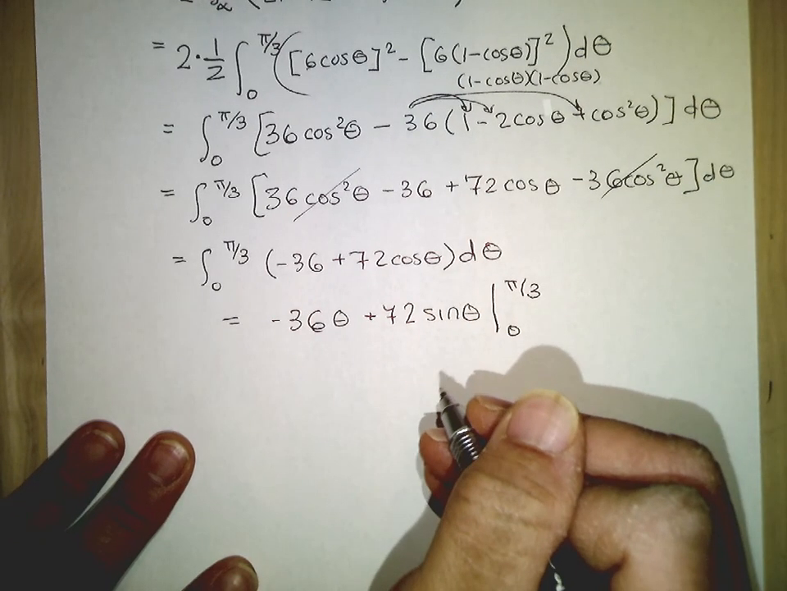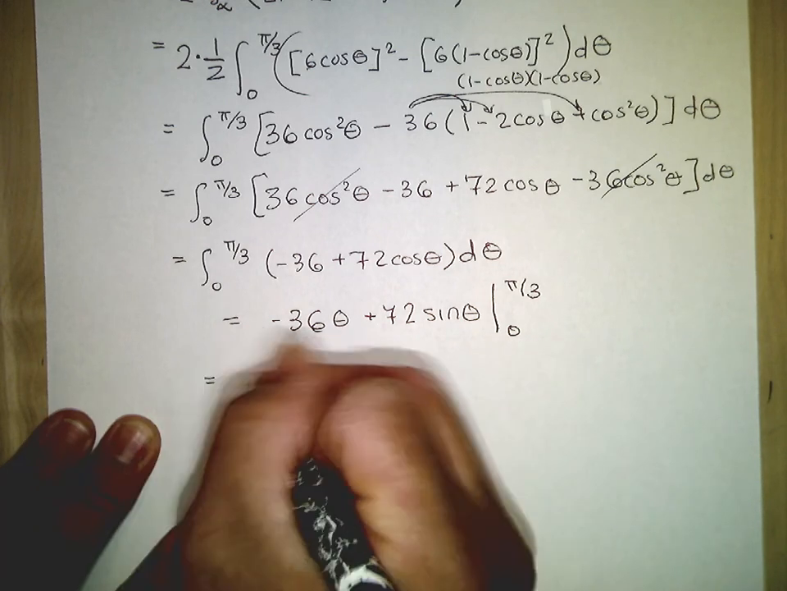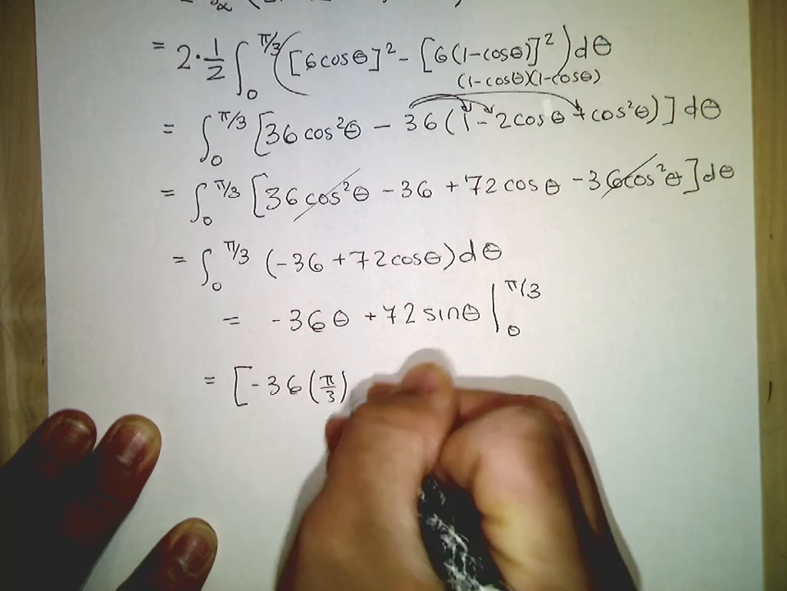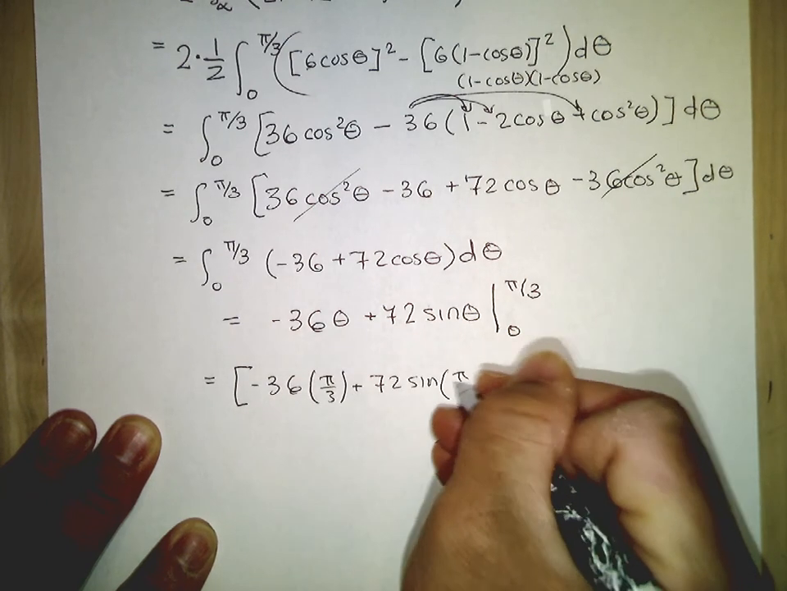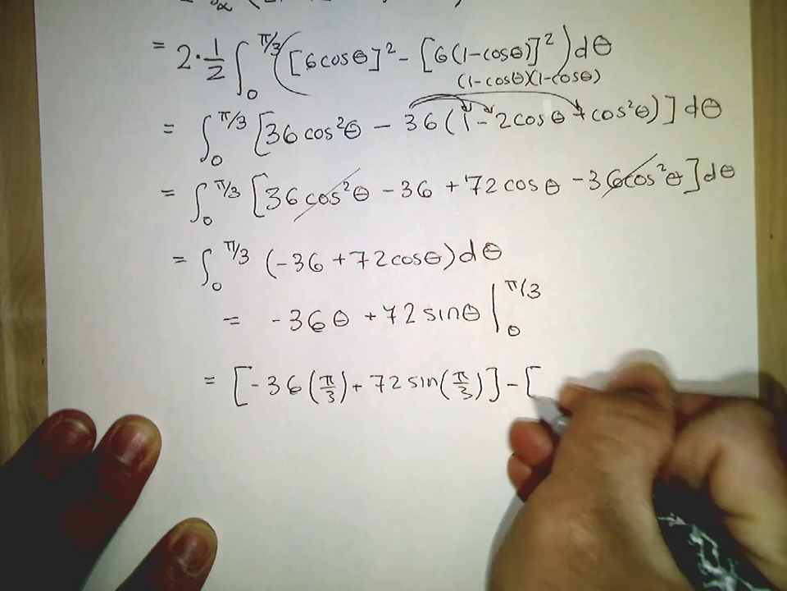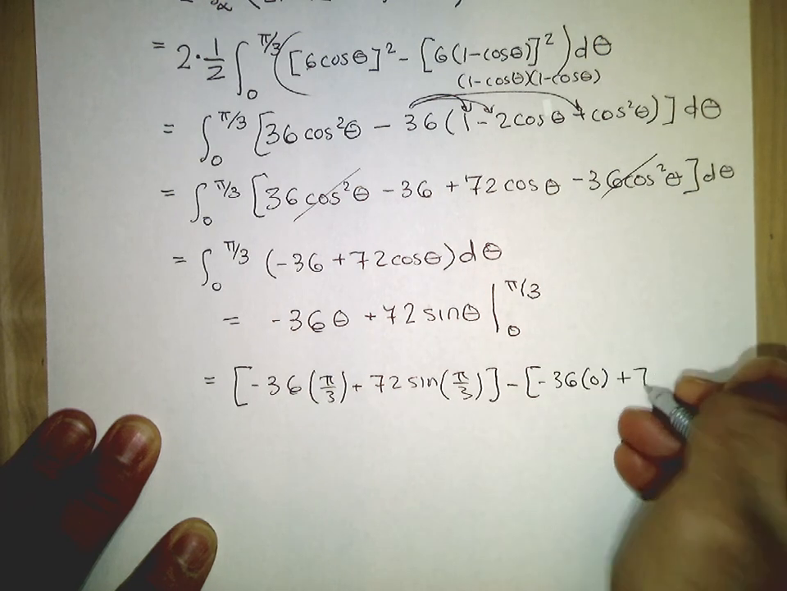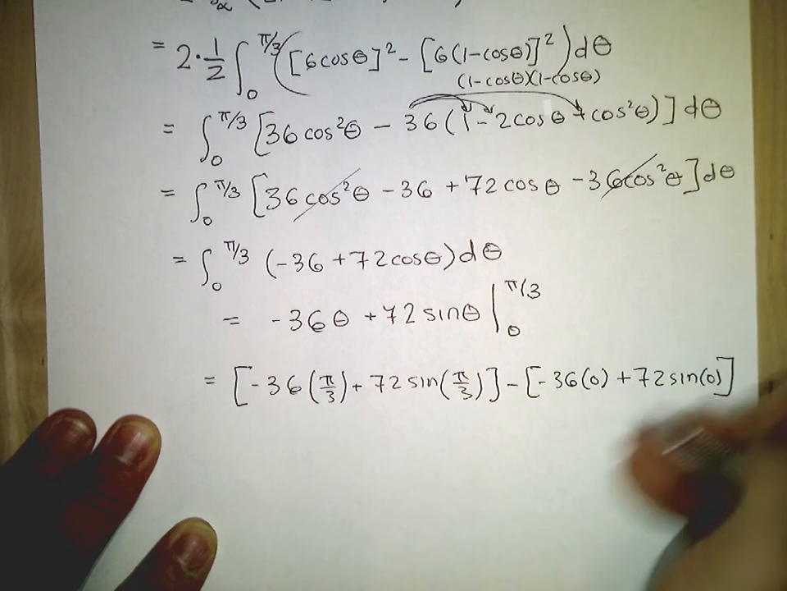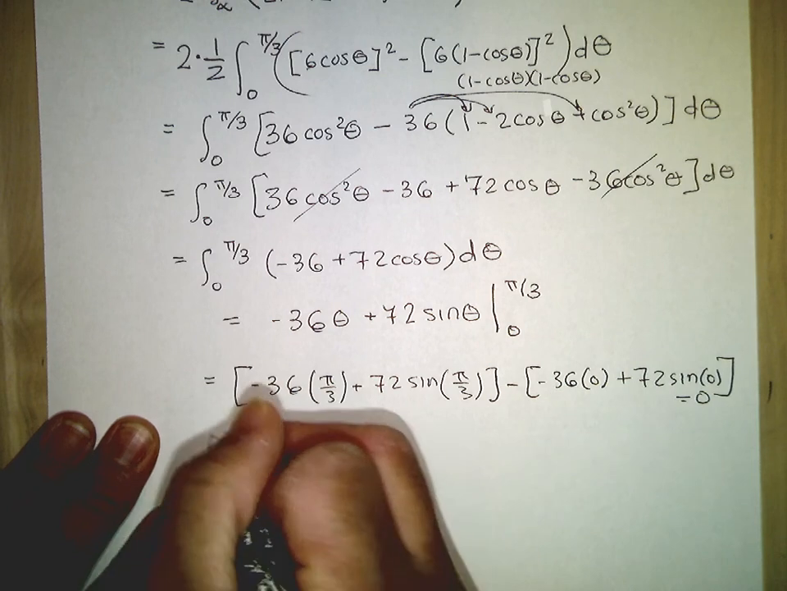So now what do you have? You have negative 36 times pi over 3 plus 72 sine of pi over 3, minus negative 36 times 0 plus 72 times sine of 0. So this is 0. So this whole part over here is 0.